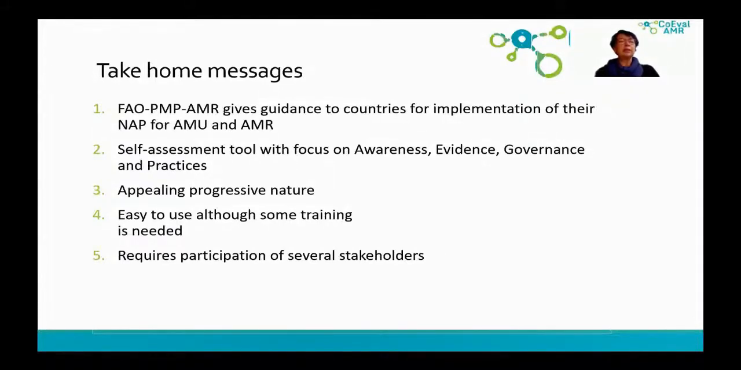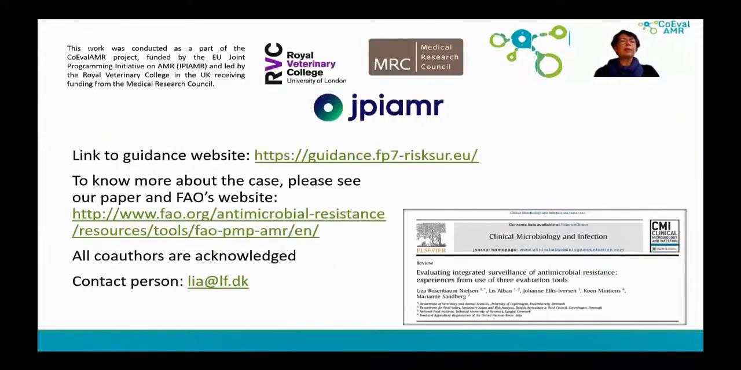The take-home messages are: first, the FAO PMP AMR tool gives guidance to countries for implementation of their national action plans for antimicrobial use and resistance. It is a self-assessment tool with focus on awareness, evidence, governance, and practices. It is appealing in its progressive nature, and it is easy to use, although some training is needed, but it requires participation of several stakeholders.